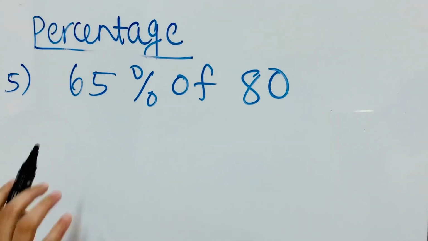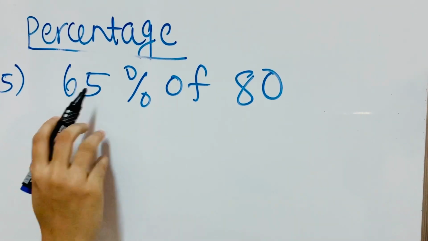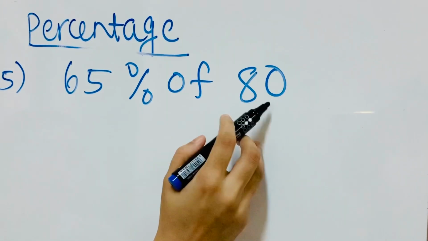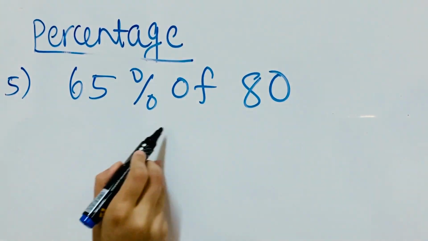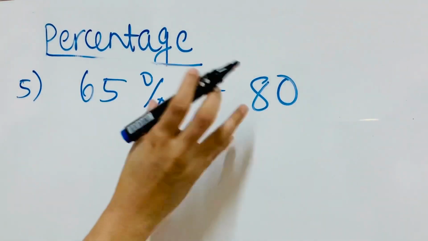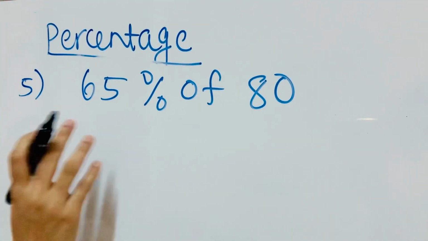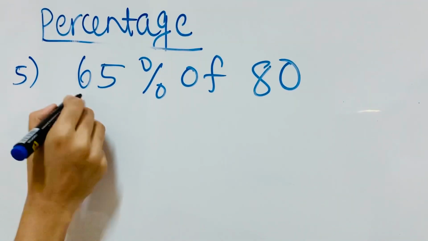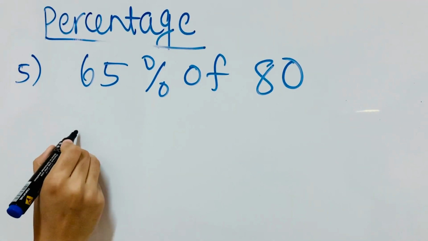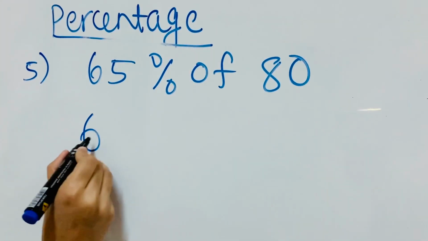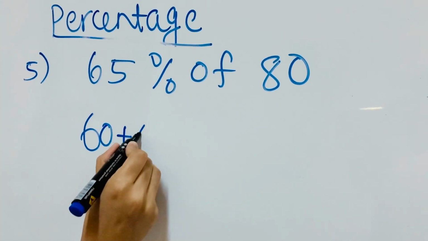The next method that we are discussing is the splitting method. Now consider this question, 65% of 80. It is a higher number, so it is difficult to multiply. So we are using another method, that is the splitting method. In the splitting method, we are actually splitting this number. 65, how can we write 65? 65 can be written as 60 plus 5.